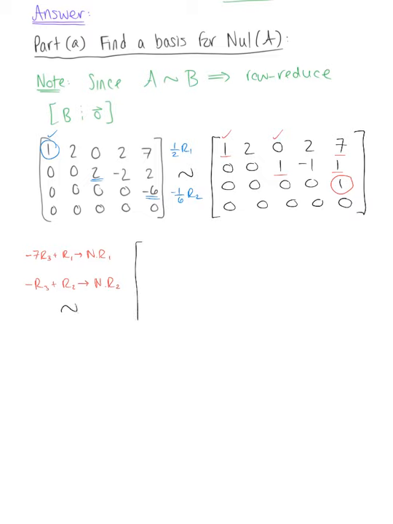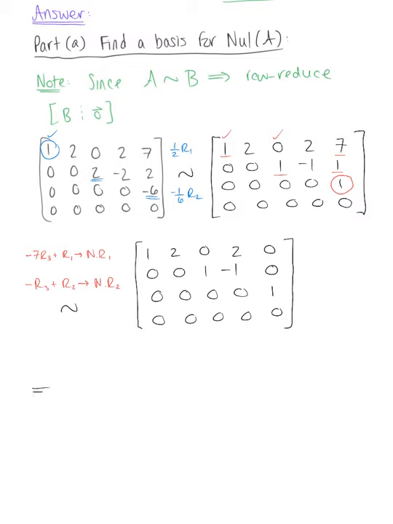And so this leaves us with the equivalent augmented matrix. Our first row is going to be 1, 2, 0, 2, 0. We then have 0, 0, 1, negative 1, 0, 0, 0, 0, 0, 1, 0, 0, 0, 0, 0. And so we have attained the row-reduced echelon form. And this is going to be equivalent to the linear system.